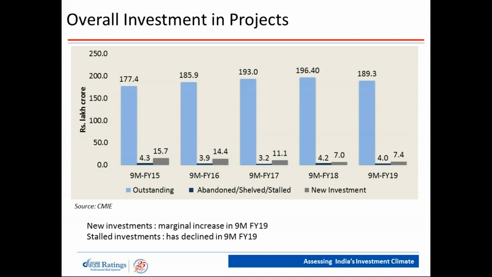The CMI data on capital investments too indicates an improvement in investments this fiscal from the previous year, albeit a marginal increase. The volume of new investment projects announced has increased and the number of projects stalled or abandoned declined. The volume of new investments in the first 9 months of the ongoing financial year at rupees 7.4 lakh crores was rupees 40,000 crores more than a year ago, while the stalled investments declined by rupees 20,000 crores to 4 lakh crores this year from a year ago.